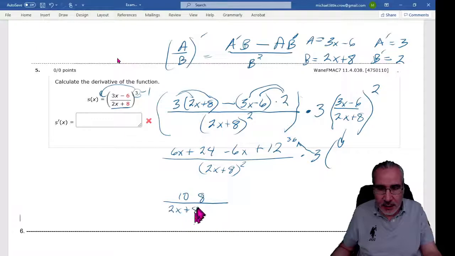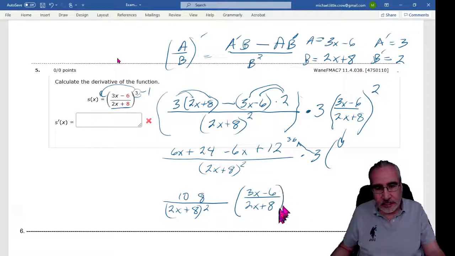2x plus 8 squared times 3x minus 6 over 2x plus 8 squared.